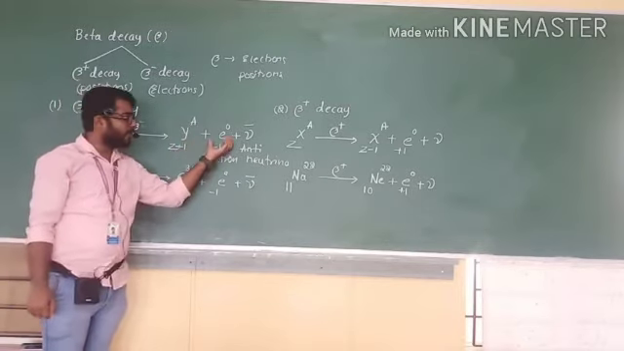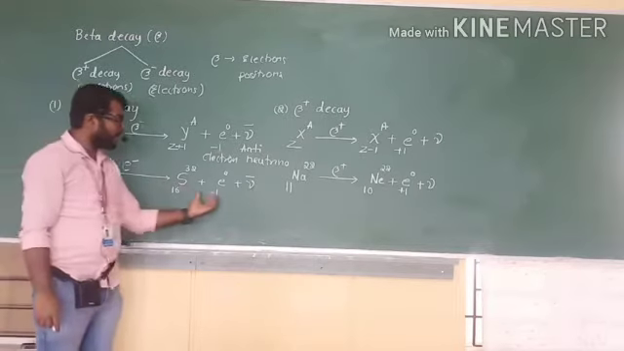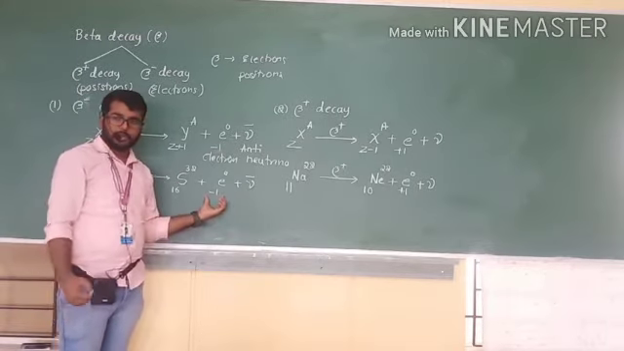As an example, phosphorus 15, phosphorus 32 undergoes beta minus decay. When beta minus decay happens, an electron comes out. According to the Soddy-Fajans law the atomic number must increase by 1 unit, so 15 plus 1 is 16. The element with atomic number 16 is sulfur. The mass number remains the same, that is 32, plus the electron and the anti-neutrino.